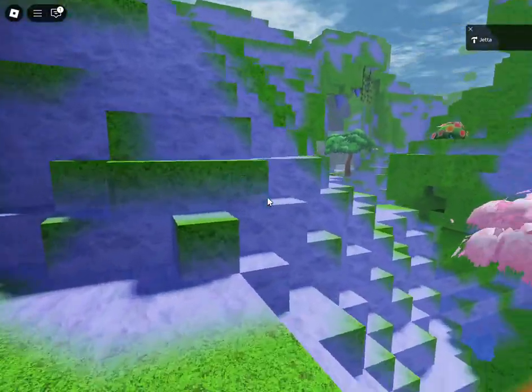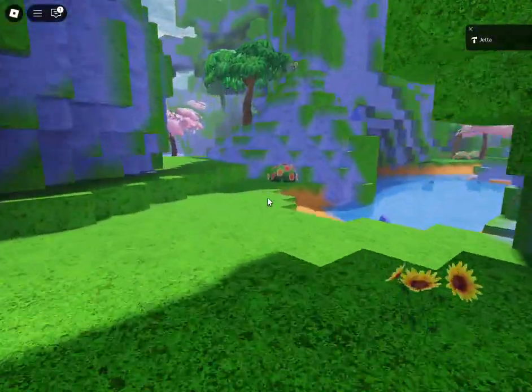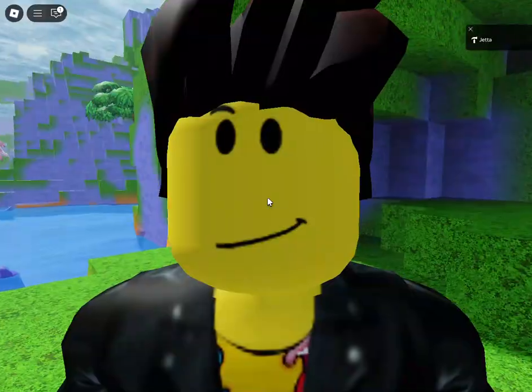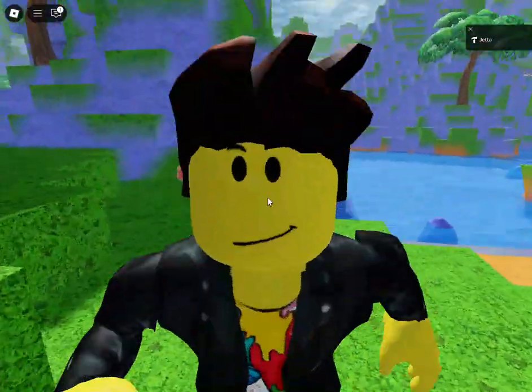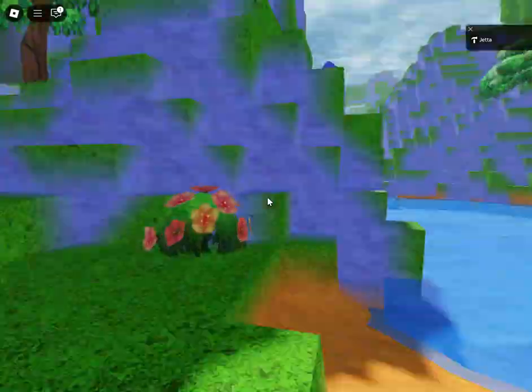So yeah, hopefully my game partner likes this terrain, because I spent a lot of time on it, like 2 weeks so far. But it's okay.